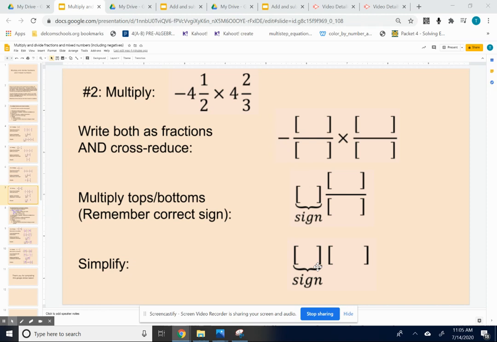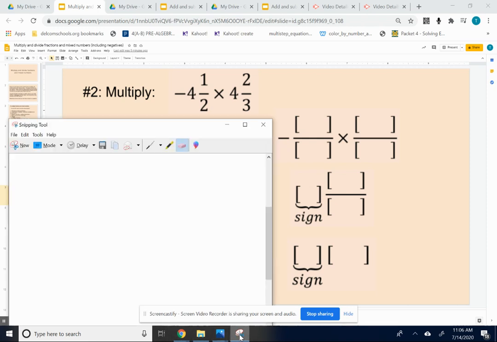So negative 4 1/2 times 4 2/3. Why don't you go ahead and write both of those as fractions and cross reduce. Pause the video before you do that, and then unpause the video and see how you did on that part. Okay, so writing both of these as fractions because they're not. Negative 4 1/2, I need to change that into an improper fraction.